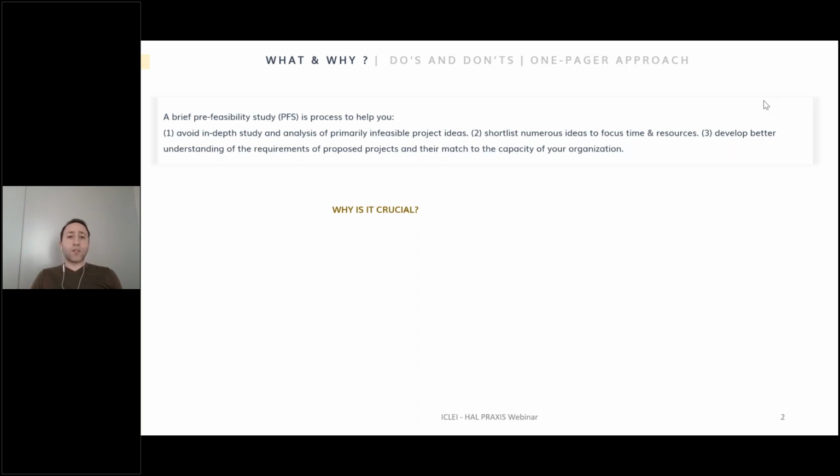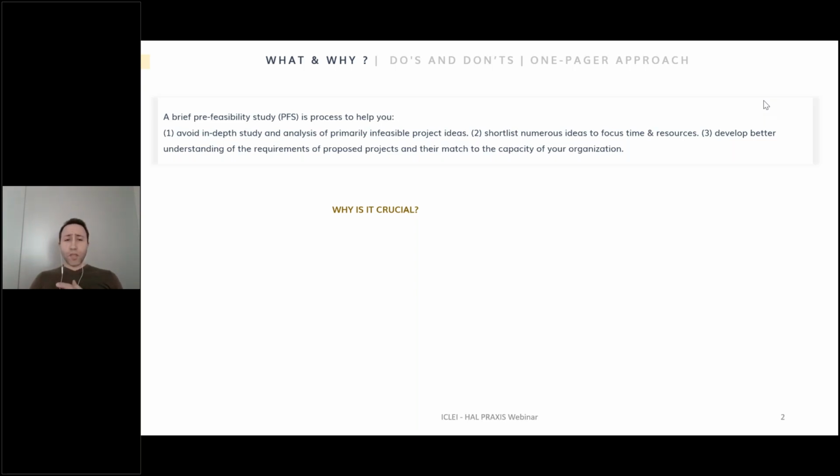So a PFS is there to help you first shortlist, and this is the word we're going to use a lot, to shortlist ideas, so that you don't stretch your time and resources thin on a lot of things, and you focus on the things that matter the most. Now we're talking about public projects. Again, this material is focused mainly on public projects, not corporations. So you as a municipality, let's say you've got limited budget, even limited budget for a feasibility study, so you need to know which project you should pursue further.